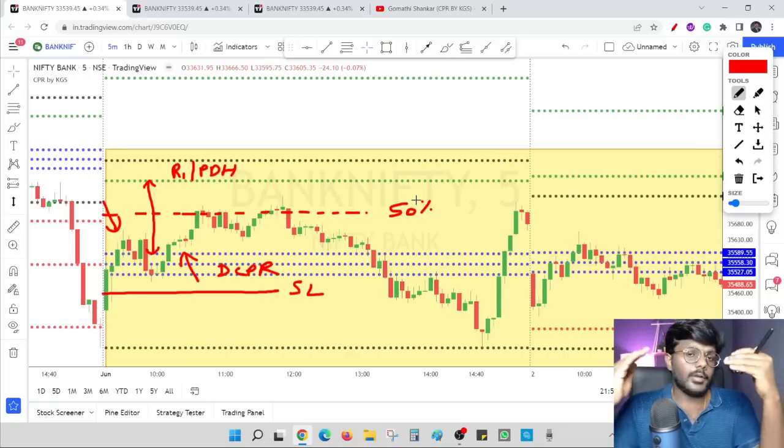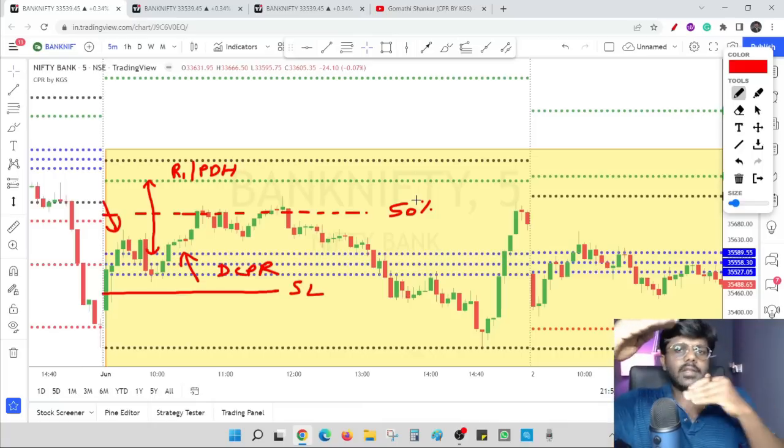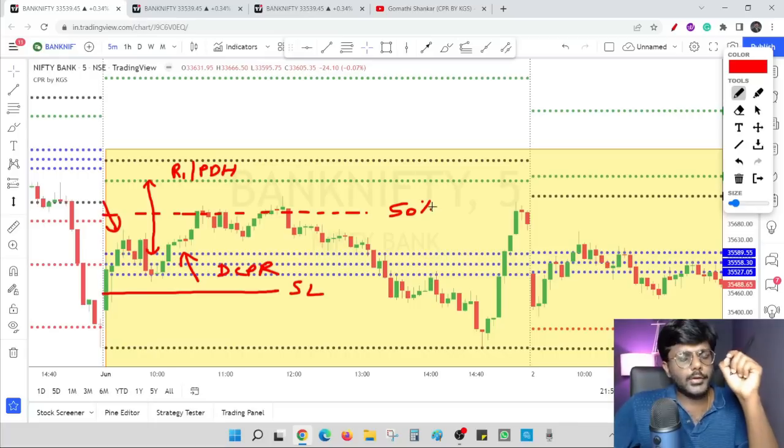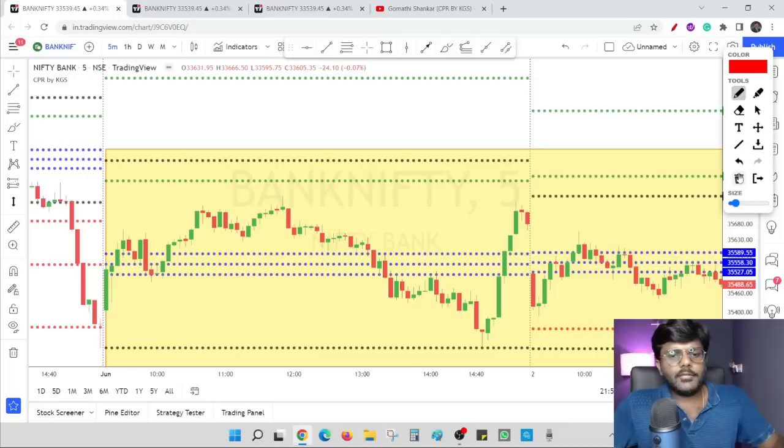But when you are taking an entry at daily CPR, that is a low probable trade, so you have to exit at 50% level of R1 previous day high and daily CPR. So here, if you have taken an entry and if you have exited at 50% level, then that is a good entry point. Now in the afternoon, the prices are coming below daily CPR.